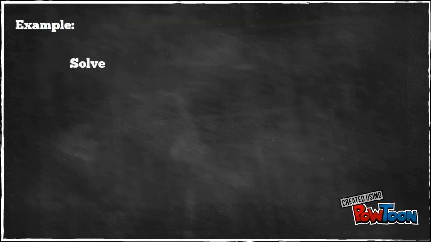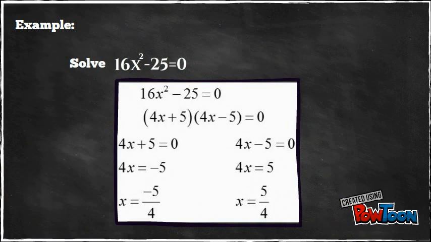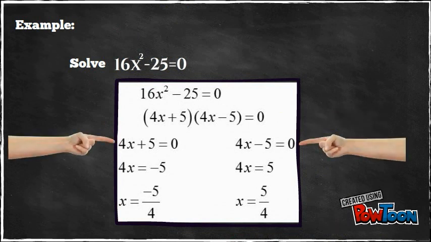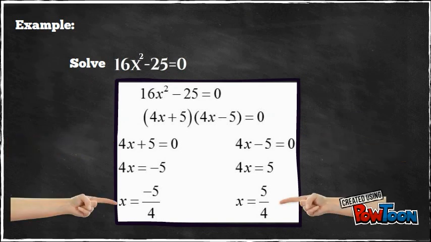Example. Solve 16x squared minus 25 equals 0. To solve the equation, factor the quadratic expression. Set each factor to 0. Solve each resulting equation.